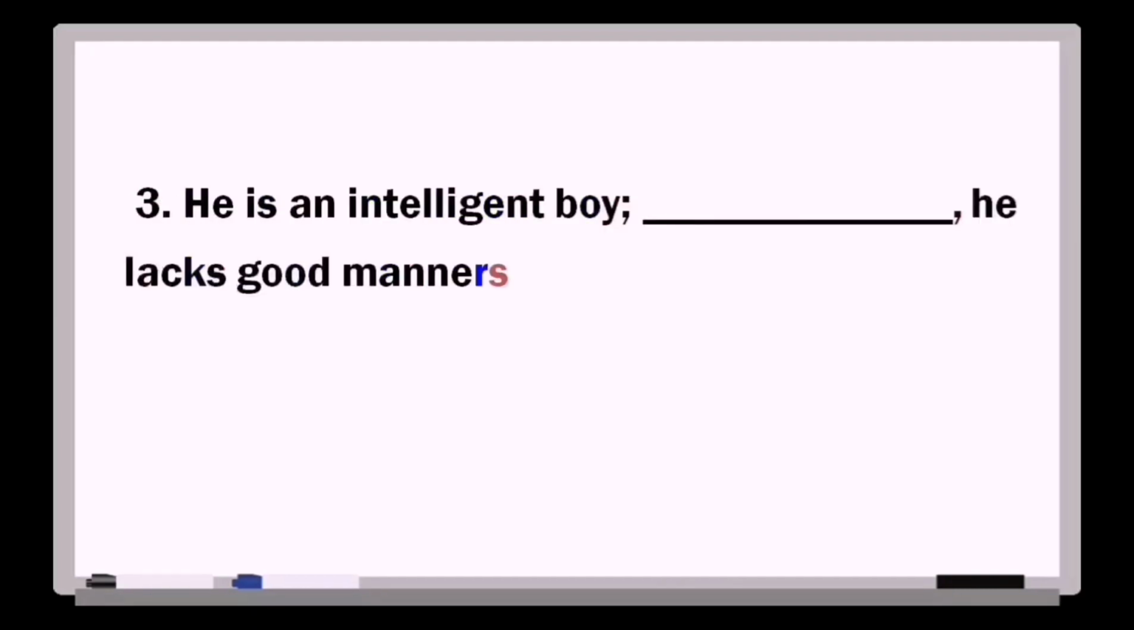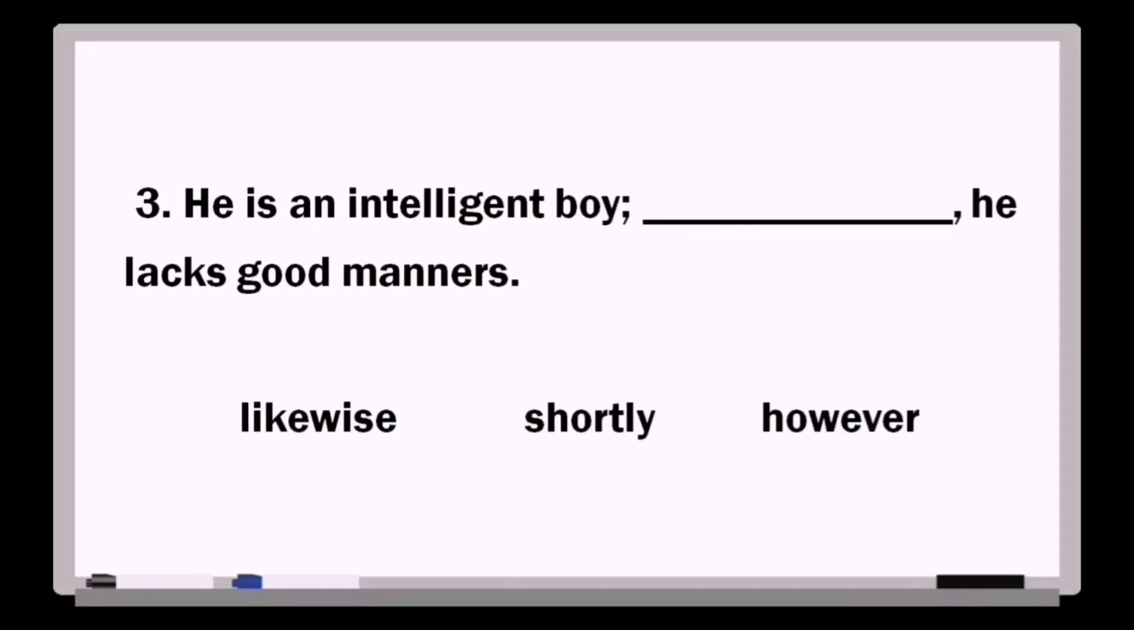Let's continue. Number 3. He is an intelligent boy. Blank, he lacks good manners. What do you think is the answer? Amazing! You're right. The answer is however. In this item, we use however to show contradiction between the two ideas in the sentence.